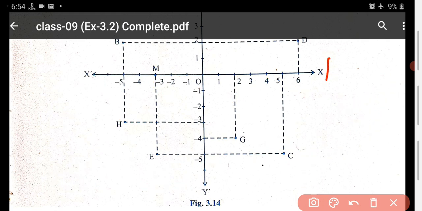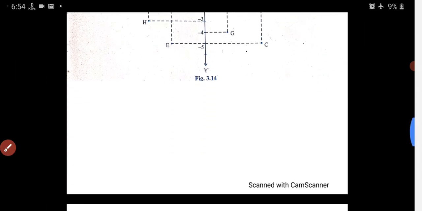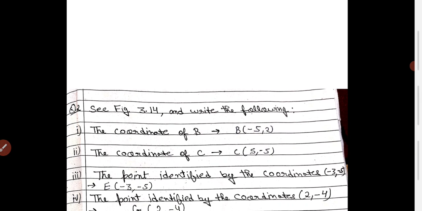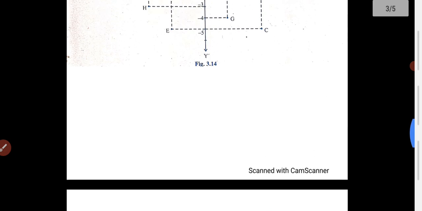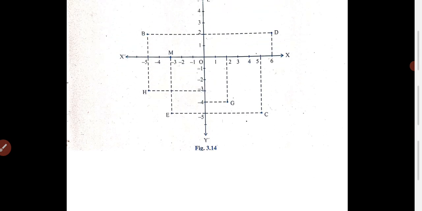Now come to the questions. Whatever they are asking, we have to give the answer with the help of this figure. The first question is the coordinates of point B. Coordinates means you have to tell both values. Now, what is the point B here?